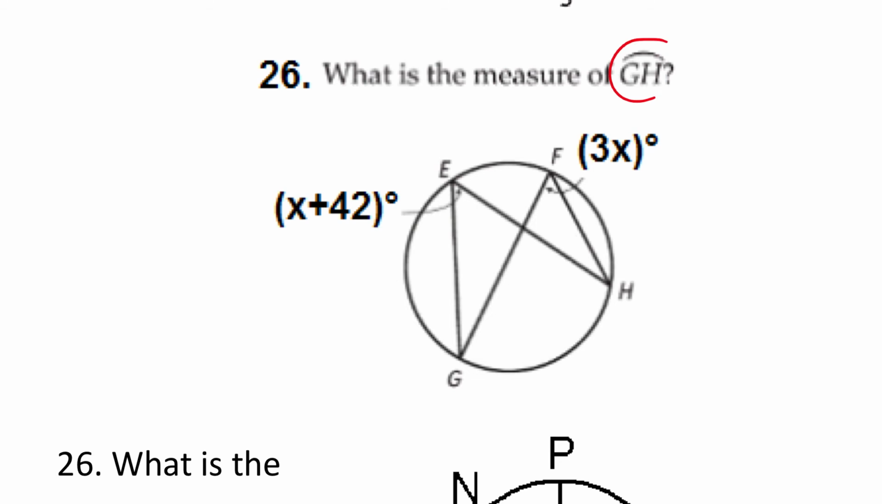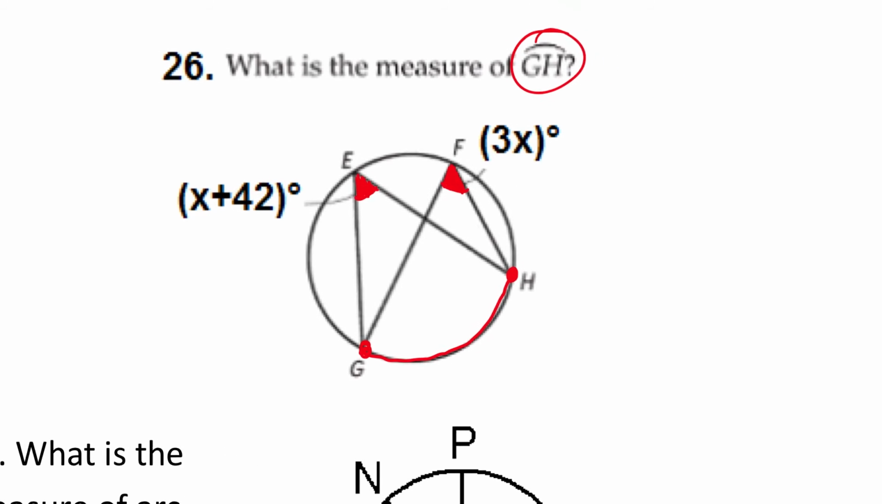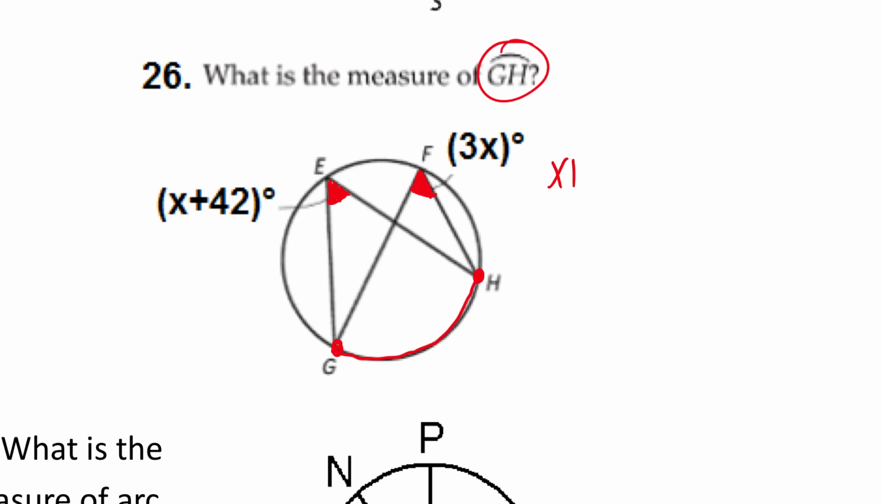On this one, we're looking for the measurement of arc GH. We're going to have to take a couple of steps before we get to that. First of all, I need to know the value of x. What do I know about angle E and angle F here? They're equal, right? They open to the same arc. So we're going to set them equal. x plus 42 equals 3x.